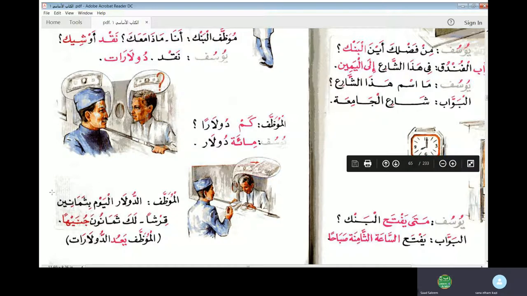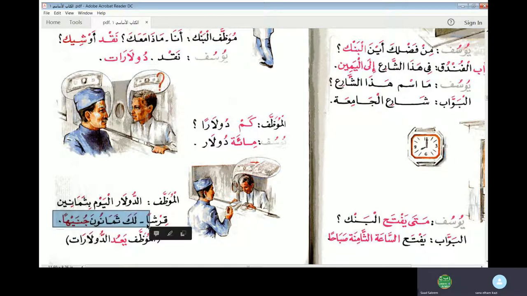And then Al Muwazzaf, the bank receptionist: Ad-Dular Al-Yawm bisamanina kursan. The dollar today is 80 Kurs. Laka samanuna junaihan. Laka means for you, so you will get 80 junaiya. For you it is 80 junaiya.